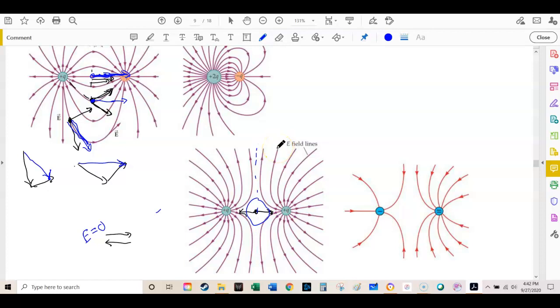Let me do this. Along this dotted line right here, the electric field is 0. And again, this is happening because those field vectors are adding up and then eliminating each other, right?